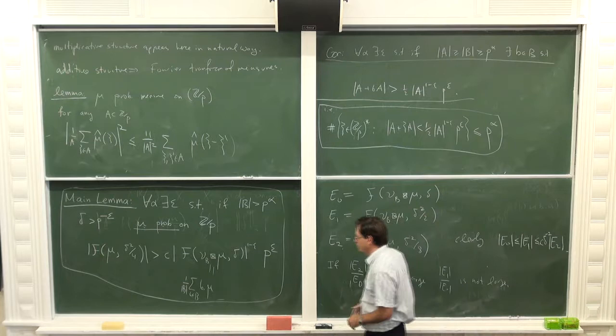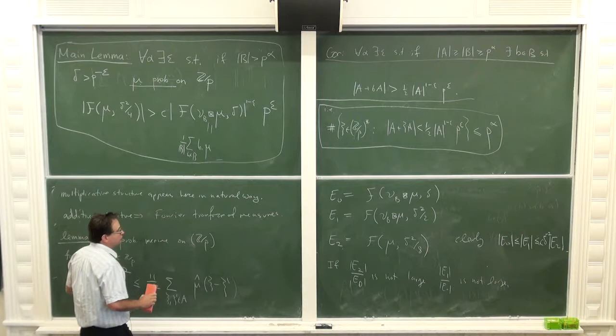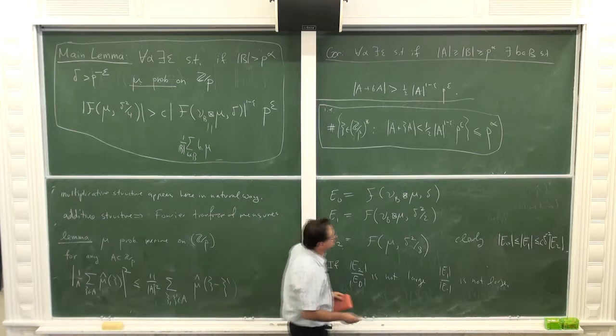Okay. So, let's try to figure out what this says. So we have this inequality. Let's try to use now this inequality for this convolved measure. So maybe we'll give it a name. Let's say U1 is this new B.